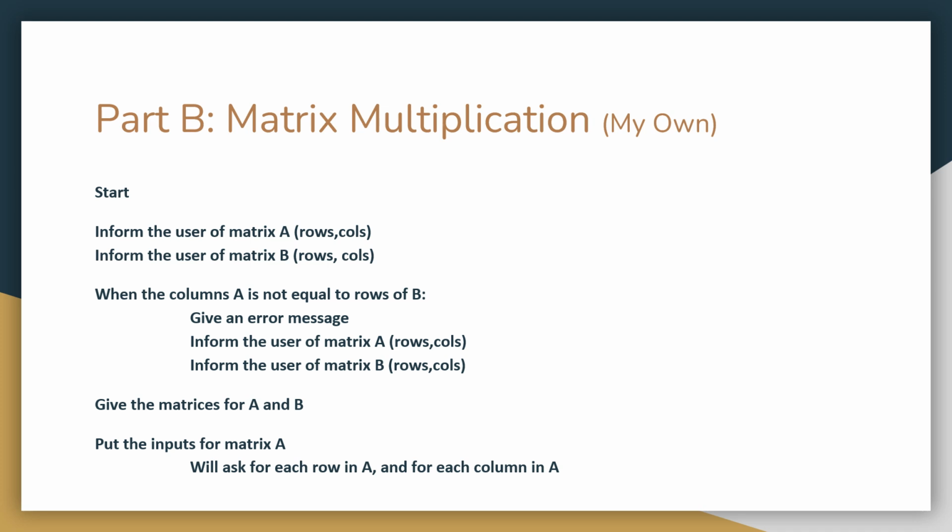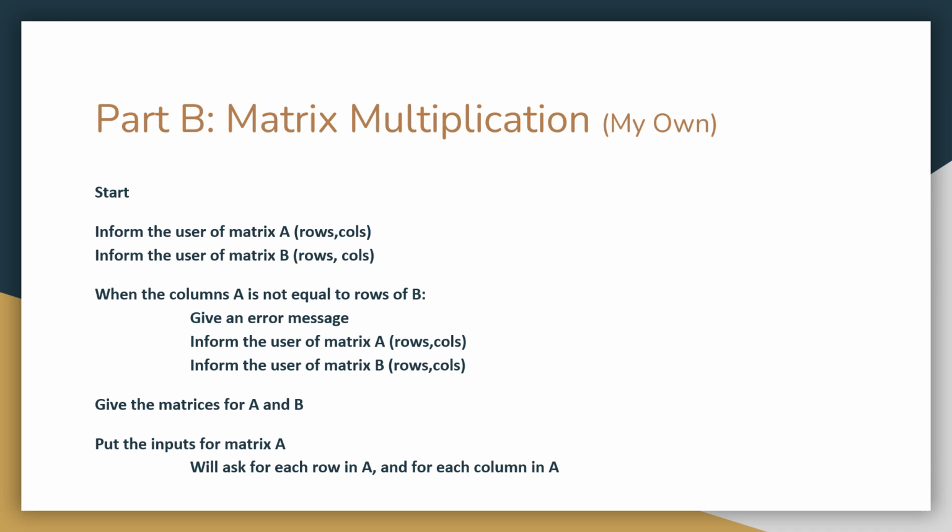So it'll give an error message to the user and inform them, with the lines given: inform the user of matrix A, rows and columns, and inform the user of matrix B, rows and columns. It keeps giving them this error message and making them repeat themselves until they meet that condition, that the columns of A have to be equal to the rows of B.